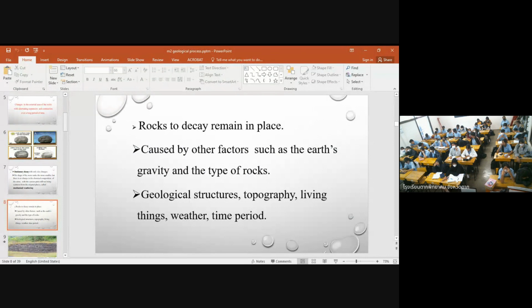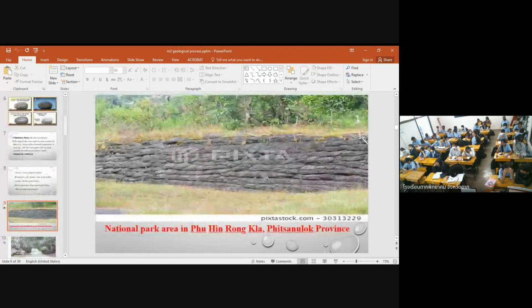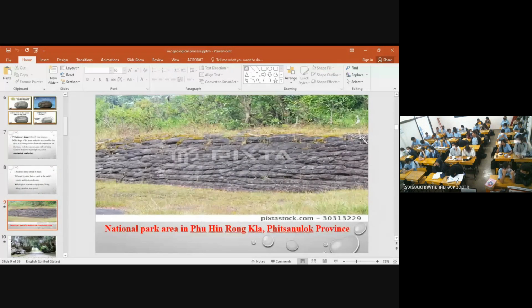Some of the rocks have this formation that is floating. Later, I will show you our picture. So geological structure, we have topography, living things, weather, and time period. This is an example, the National Park area in Phu Hin Rong Kla, Pitsanulok province. This one is the rock formation.